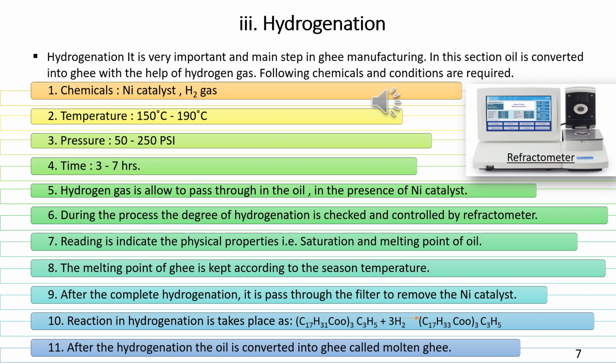The following reaction takes place in the process of hydrogenation. We react the unsaturated oil (C17H31COO)3C3H5 with hydrogen gas in the presence of nickel catalyst, which gives us ghee (C17H33COO)3C3H5. When the hydrogenation process is completed, our oil is converted into ghee, which is in the form of molten and called molten ghee.